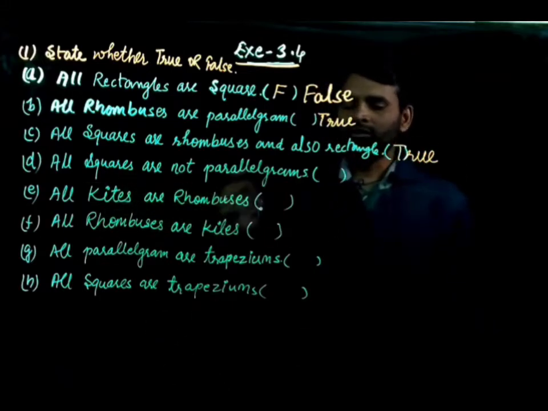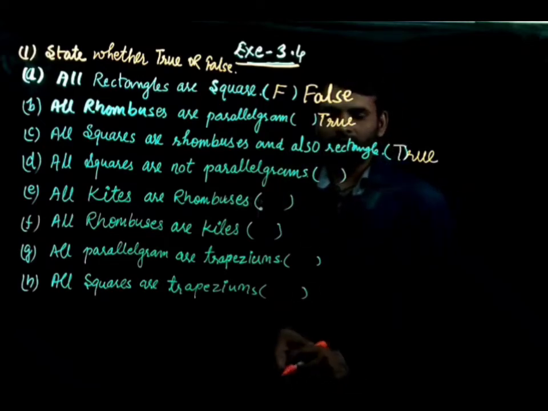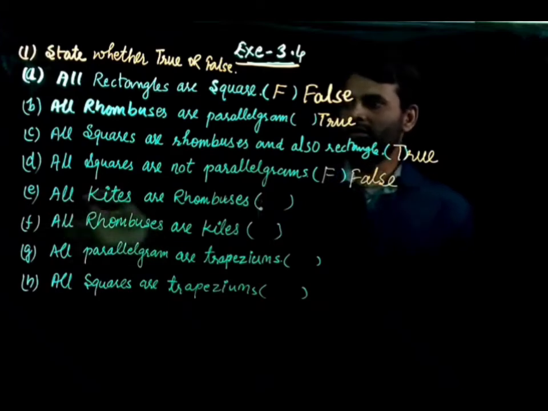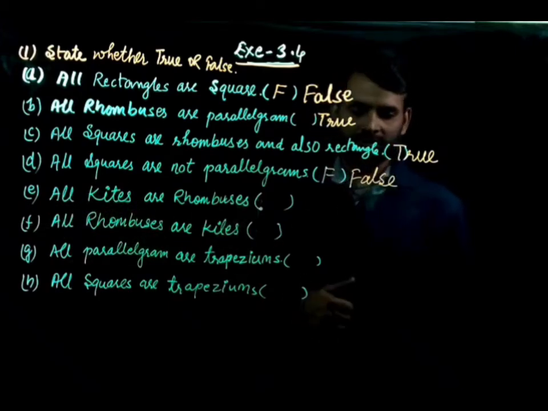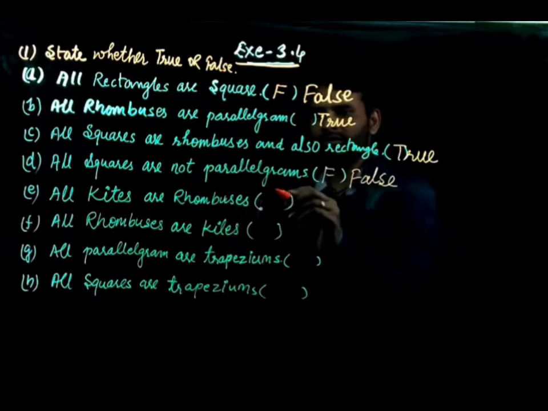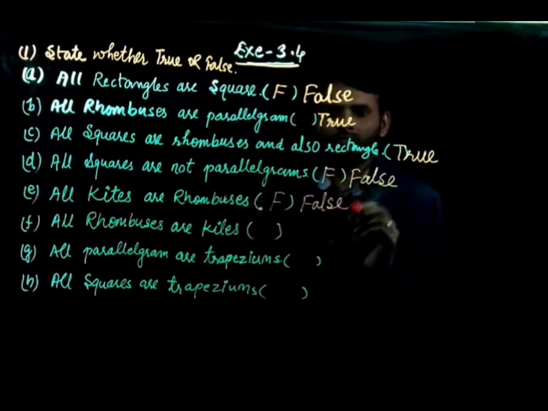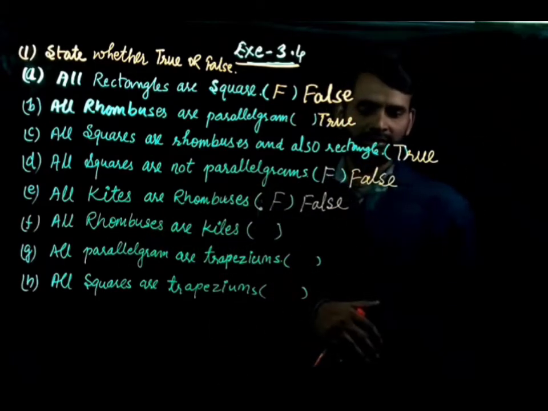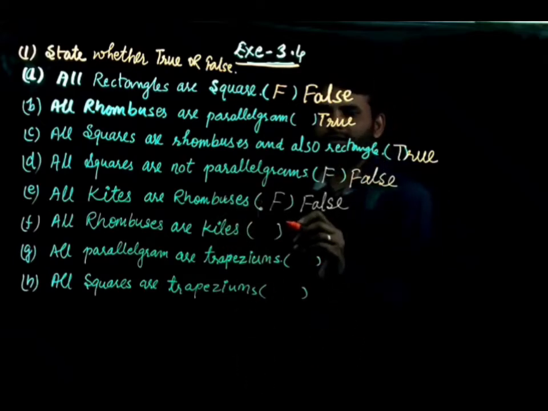All squares are not parallelograms. It is false. Write F. Next, all kites are rhombuses is false. You write false. And all rhombuses are kites is true. You write T for true.